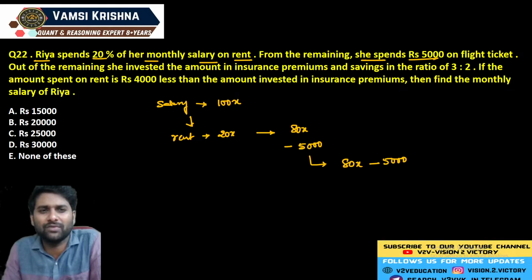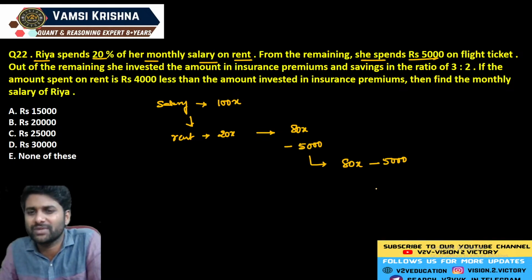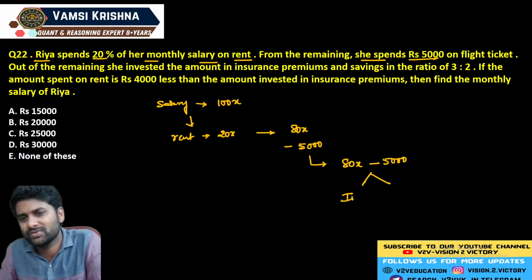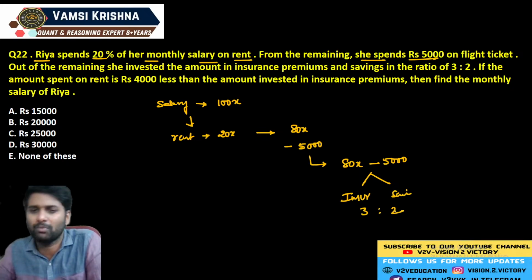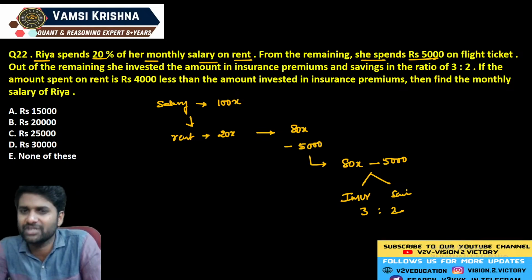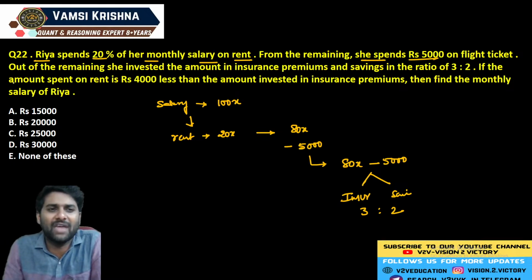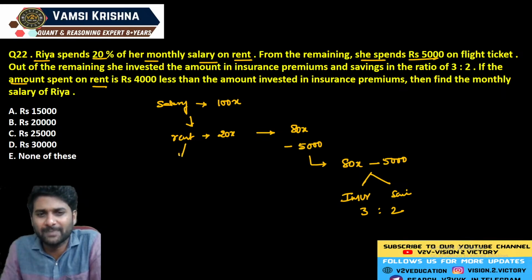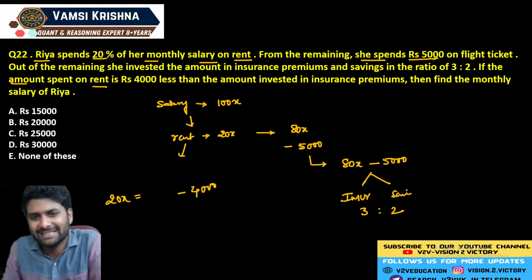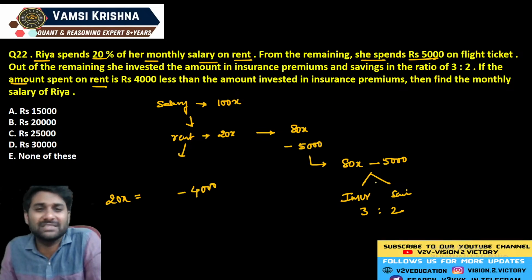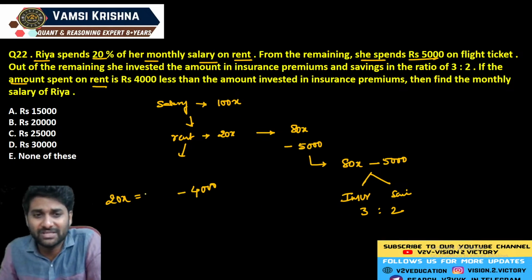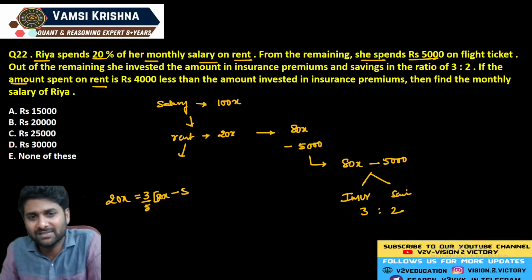Now the question: out of the remaining, she invested an amount in insurance premium and savings. So we should divide the remaining amount of 80x minus 5,000 in the ratio of 3 is to 2. Now the question: the amount spent on rent, which is 20x, is exactly 4,000 less than the amount the person invested in insurance premium. So the insurance premium is exactly 3 by 5th of 80x minus 5,000.